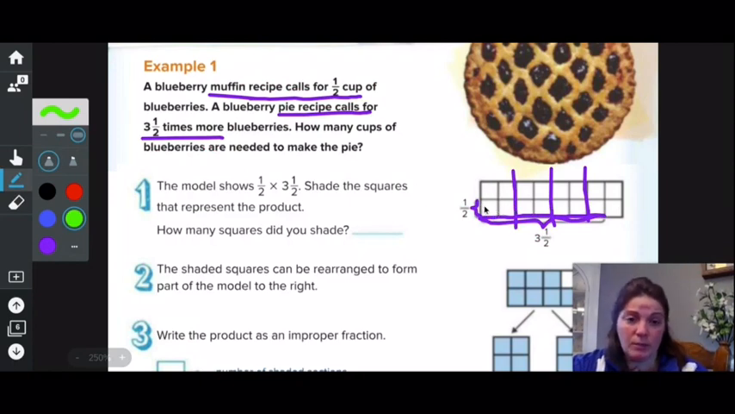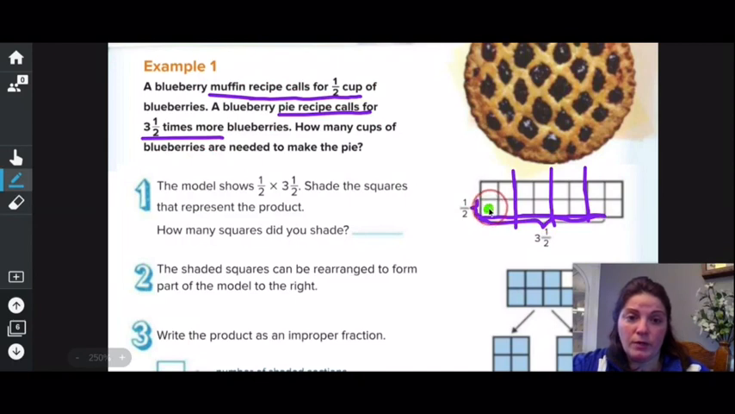So let's see how many pieces that is. We have 1, 2, 3, 4, 5, 6. My shading skills are not that great. And 7 pieces right there. Now, why did I not shade anything up top? Because that was not part of my 1/2. My 1/2 was down here. Why didn't I shade right here? Because that is not part of my 3.5. So how many squares did we shade? We counted 7.